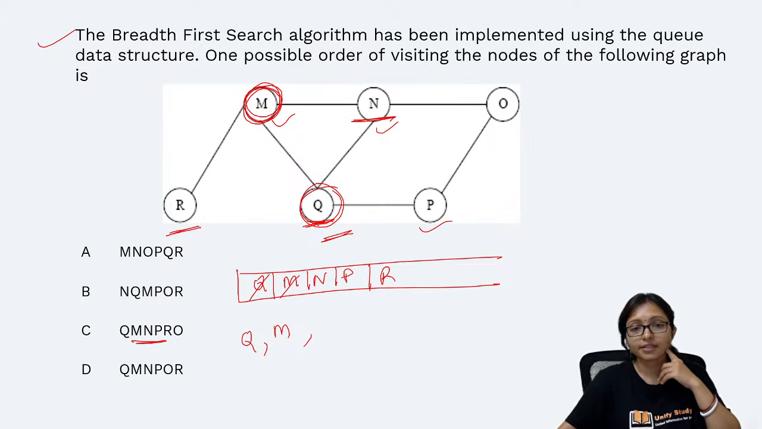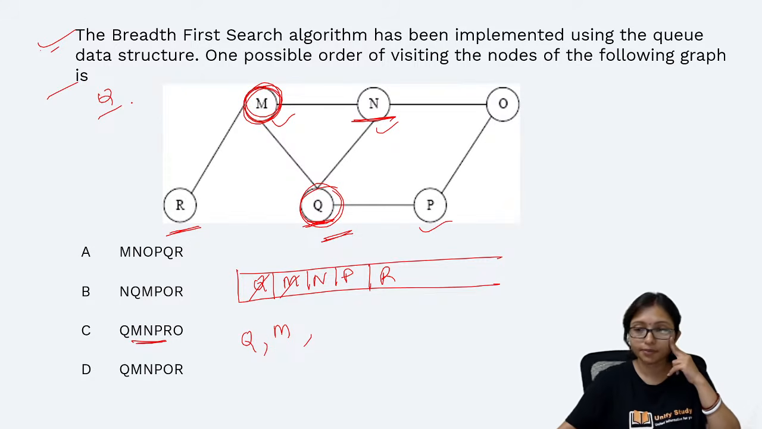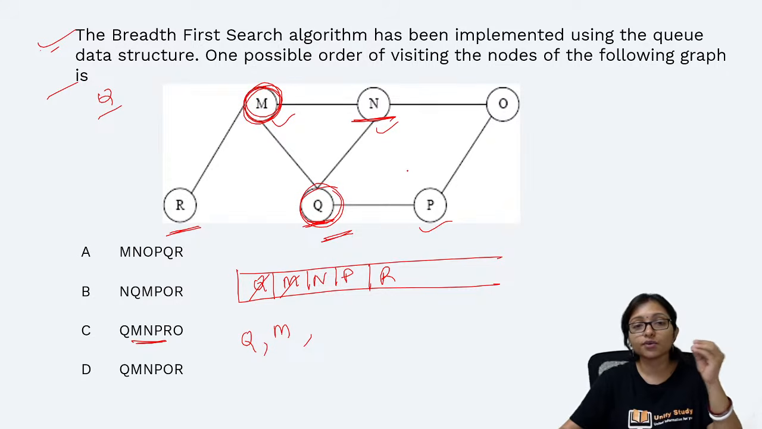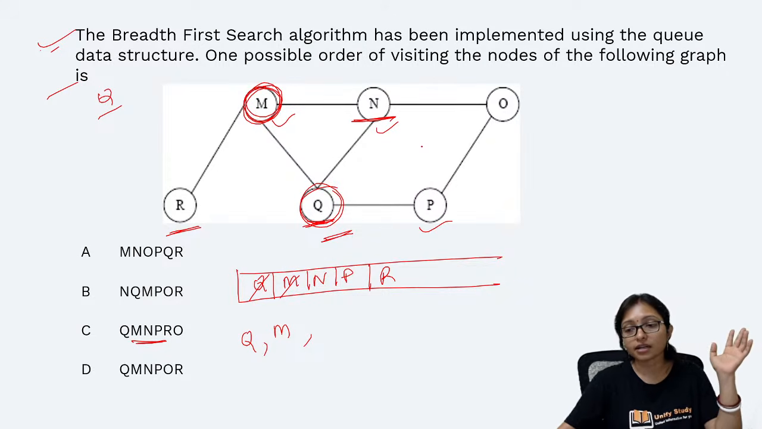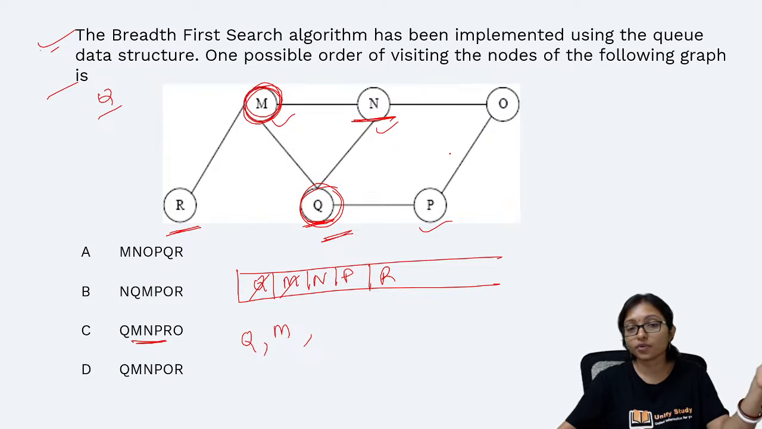But it starts with Q only, not M. Who told that it can start with Q only? You can start anywhere. Where is it given that the starting node is Q? There is no fixed rule that you have to start with this specific node. From anywhere you can start. Okay, Sheetal, it is not given from where you have to start.